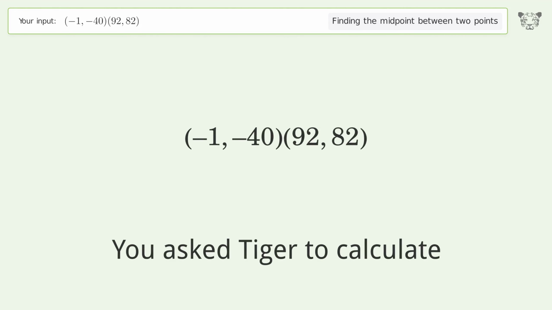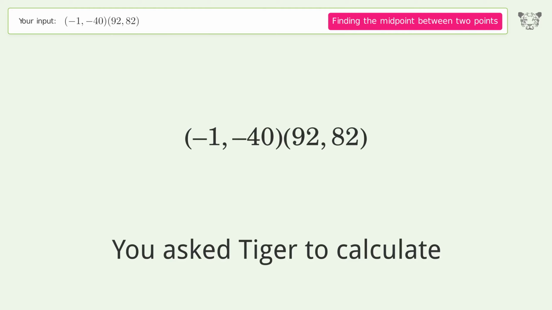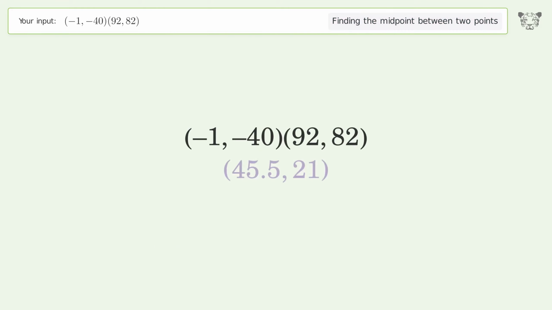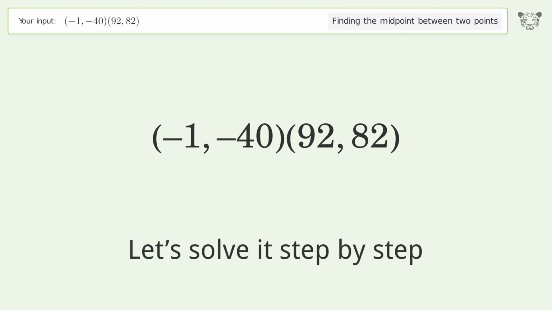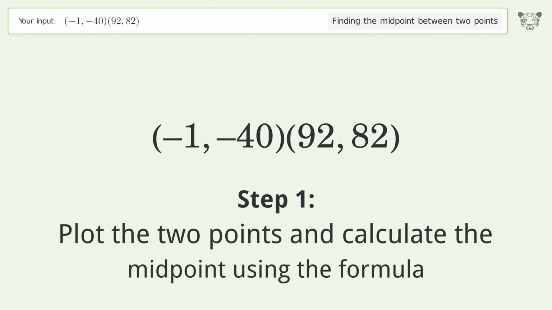You ask Tiger to calculate. This deals with finding the midpoint between 2 points. The midpoint between the 2 points is 45.5, 21. Let's solve it step by step. Plot the 2 points and calculate the midpoint using the formula.